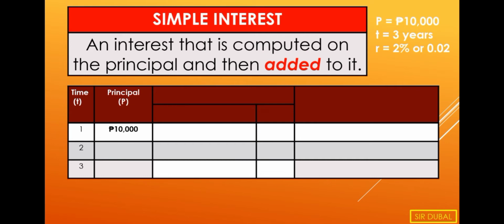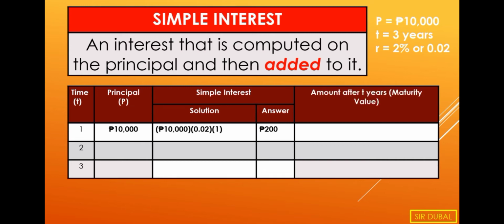For the third column, we're going to write the simple interest. And in simple interest, we're going to divide it into two columns. The first column will be the solution and the other one will be the answer. To solve for the simple interest, we are just going to copy the principal, which is 10,000 pesos, multiplied by the rate, which is 0.02, and multiplied by the corresponding year, which is equal to 1. So multiplying all these three values, we get an answer which is equal to 200 pesos.